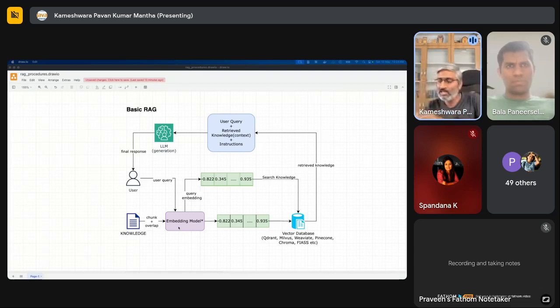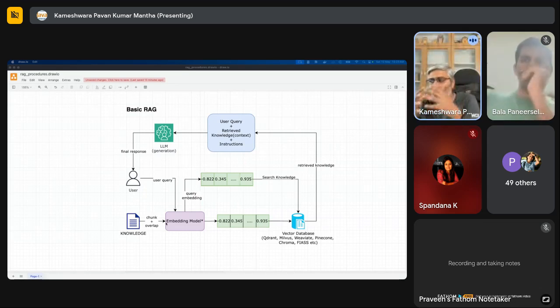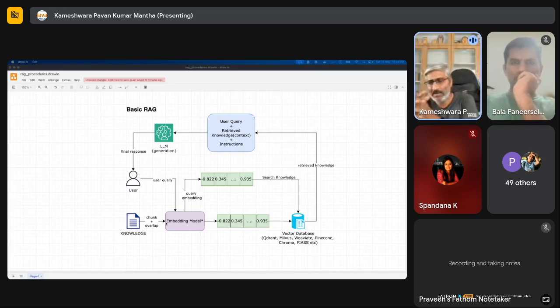That's all about how the embedding models would work, and finally you will get an embedding vector. Now comes the vector databases. There are a lot of vector databases available, starting from Qdrant, Milvus, Weaviate, Pinecone, Chroma, FAISS, etc. And many more. I don't know if I forgot something, but there are a good number of them. Out of which FAISS is from Facebook.